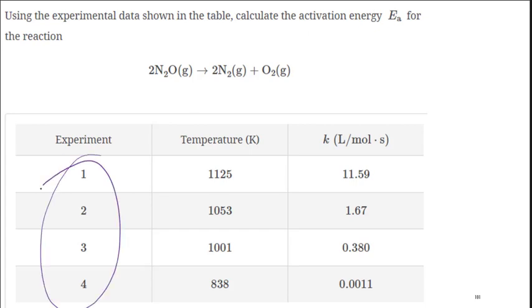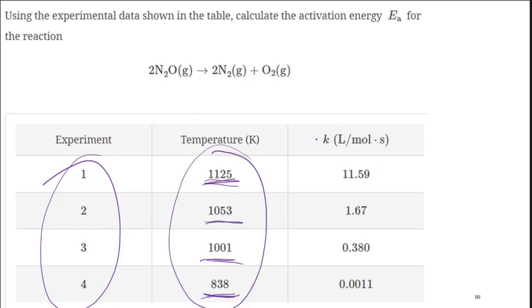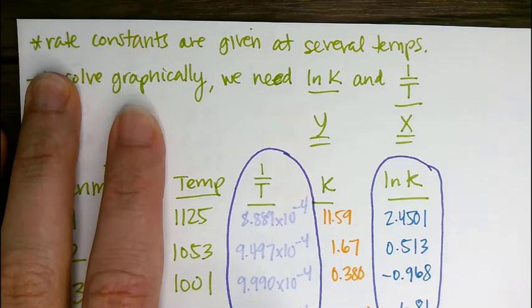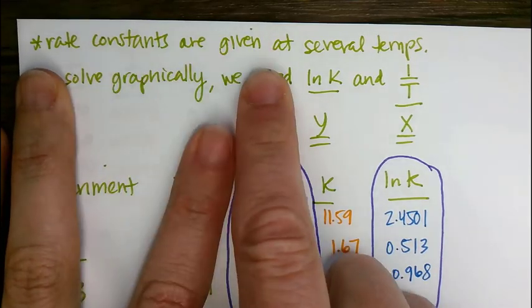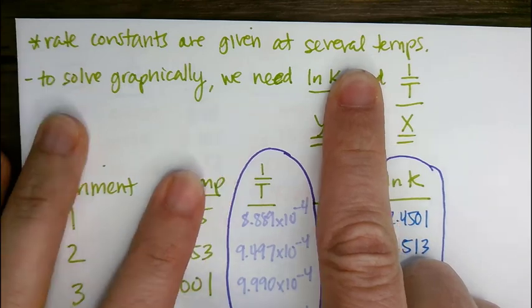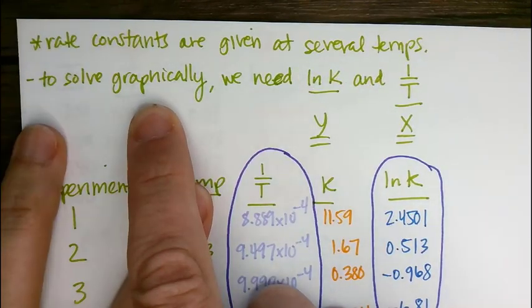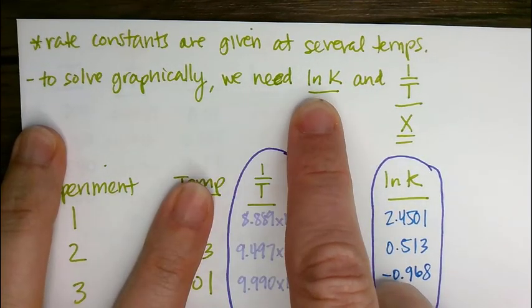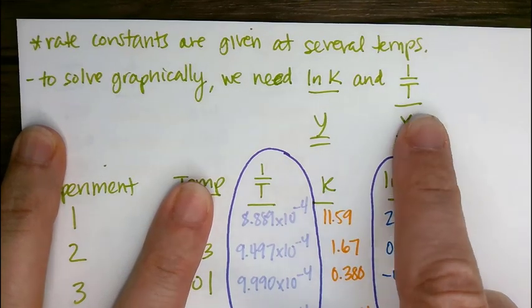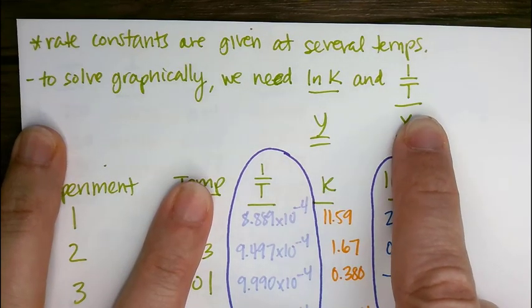So in 4 different experiments, we were given the temperatures for those trials, and we found the rate constant for each of those 4 trials. How can I find the activation energy? According to that data, we were given rate constants at several different temperatures.